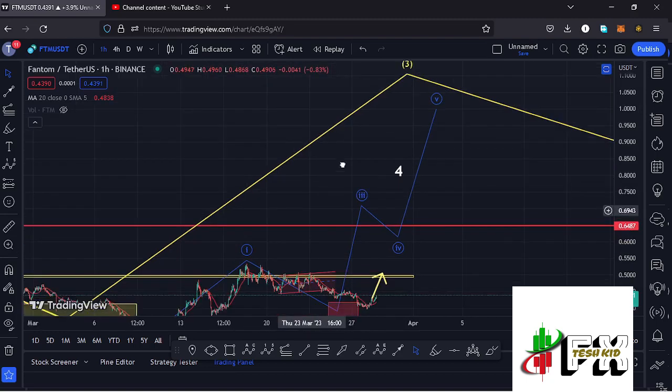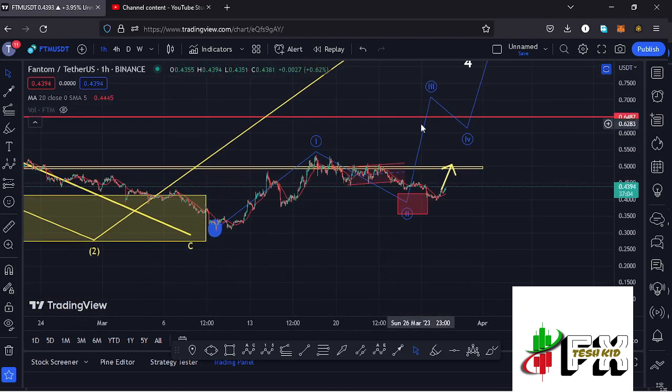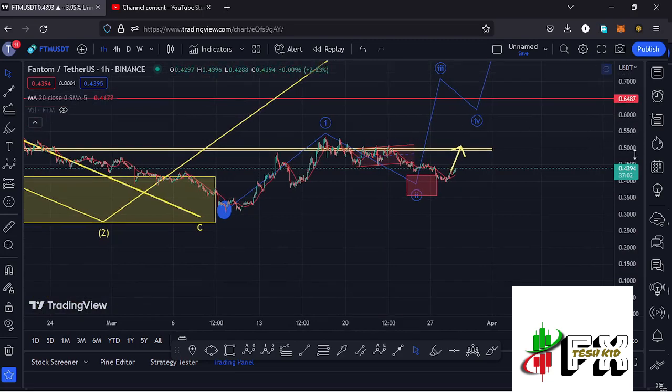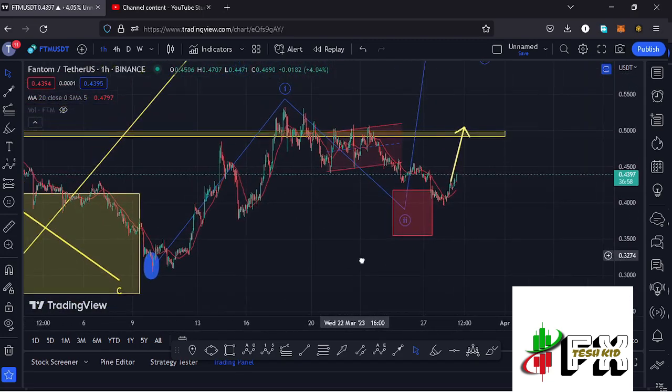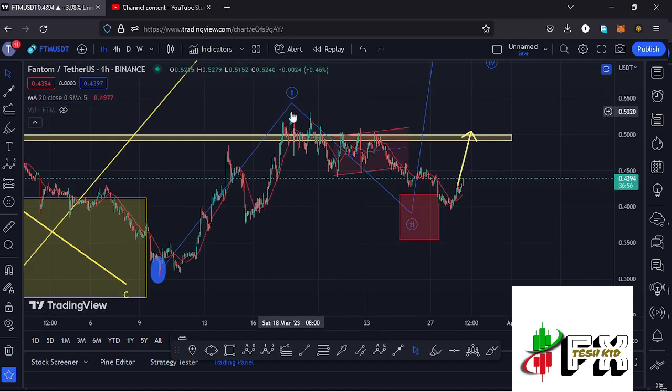And getting back to the short-term scenarios, basing it on this Elliott wave structure right here in blue, you can see that we have now peaked in the formation of that first wave to the upper side, in a move that gave us a high at around the $0.532 mark.